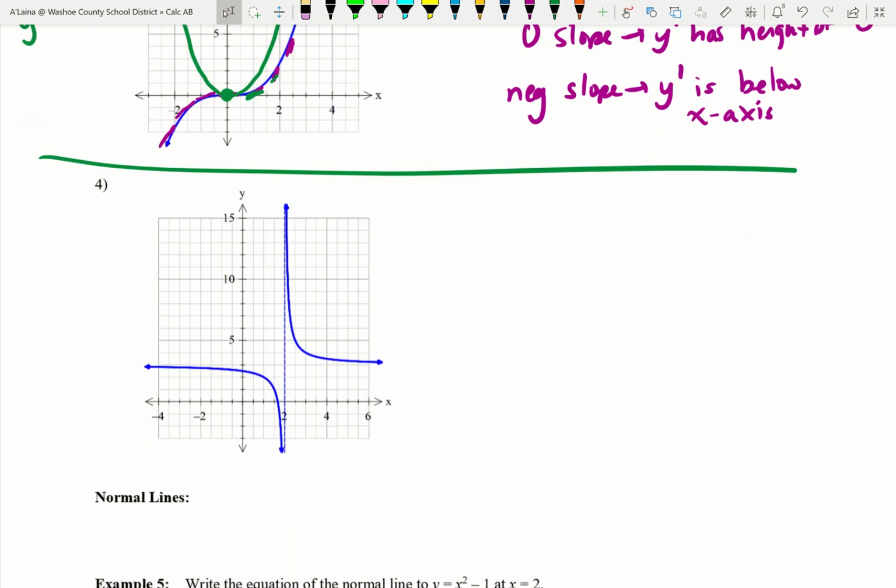I also would like to be watching for where I might have some discontinuities, because if I have a discontinuity, then I have a gap in my derivative graph, because I will not be able to have a derivative defined there. All right, so if I look at these, I've got negative slopes. Negative, negative, negative, negative.